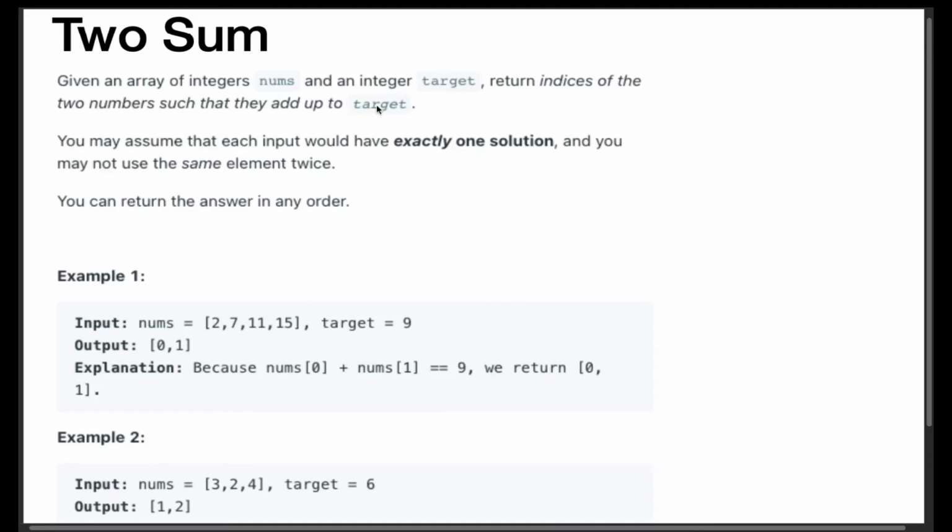So today we will discuss a simple problem from LeetCode. Given an array of integers and an integer target, we have to return the indices of two numbers such that they add up to the target. We may assume that each input would have exactly one solution, and there exists no such case where we will not end up having a solution.